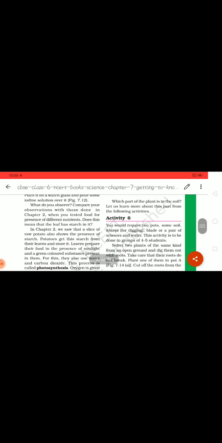Yes. So which part of the plant is in the soil? Stem or root? Root, yes. So what an important role the root is playing. So we are going to do this activity. You would require 2 pots, some soil, a khurpi for digging, a blade or pair of scissors, and water. This should be done in groups of 4 to 5 students.